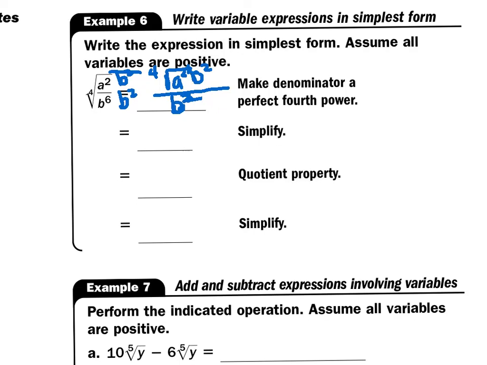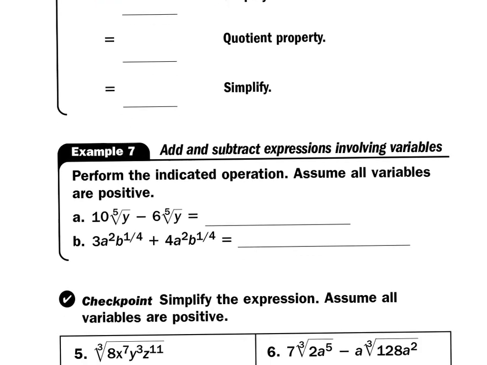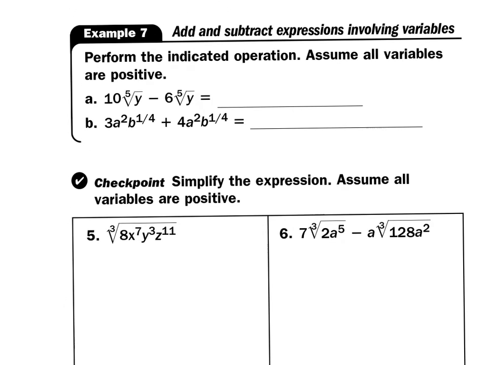All right, example 7. Okay, back to an easy one. So if I have 10 of something, I get rid of 6 of something, then I really have 4 of that something. Fifth root of y. And then on b, these are exactly the same expression. So if I have 3 of them and 4 of them, then I have 7 of them.